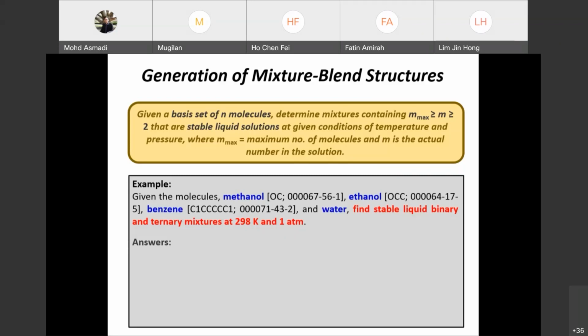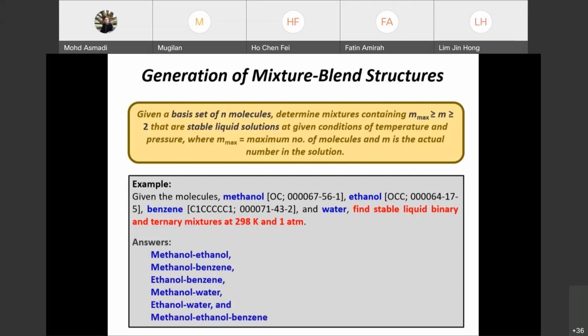So actually, once the answer is maybe methanol, ethanol, methanol, benzene, ethanol, benzene, methanol, water, and methanol, ethanol, benzene, or maybe it's more than that. Okay, maybe methanol, ethanol, and water. Okay, ethanol, benzene, and water is more. But how can we check whether it is stable or not? We have to use the equation of excess Gibbs energy.